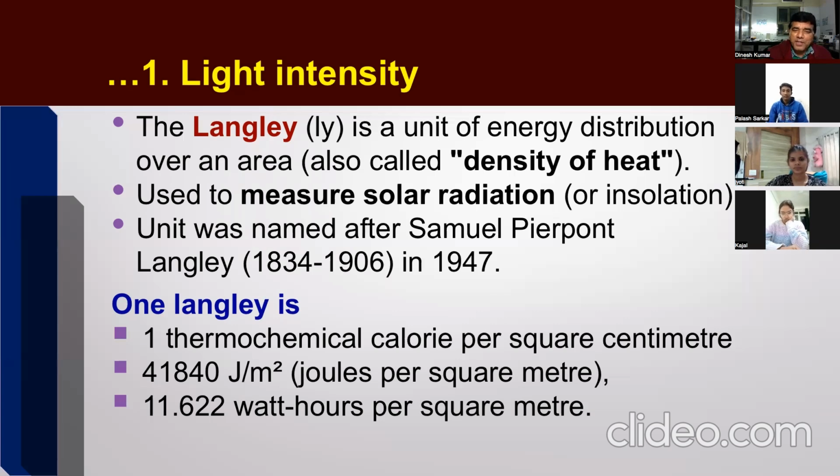41840 joule per meter square. This is another unit. If you talk in terms of joule per meter square, 1 Langley. And 1 Langley is also equal to 11.622 watt hours per square meter. But what you can see in all the 3 cases, it is for a fixed area. On a fixed area, how much energy is reaching through the light.